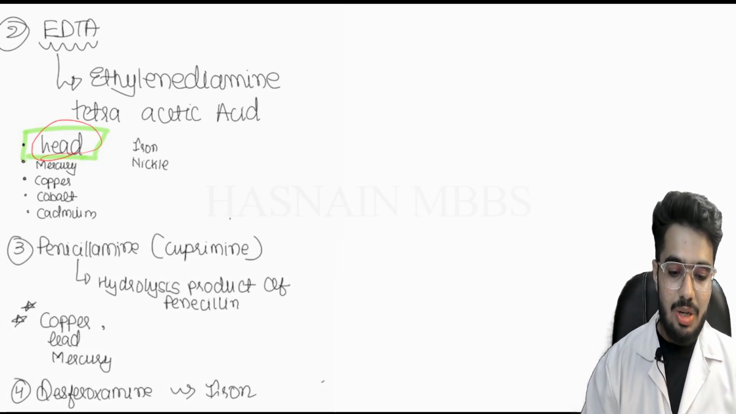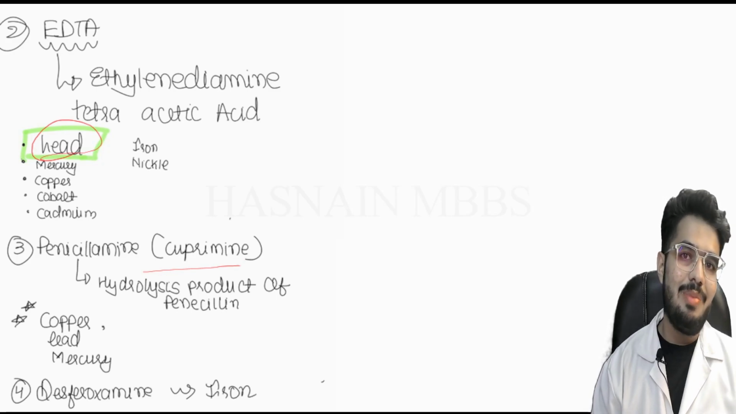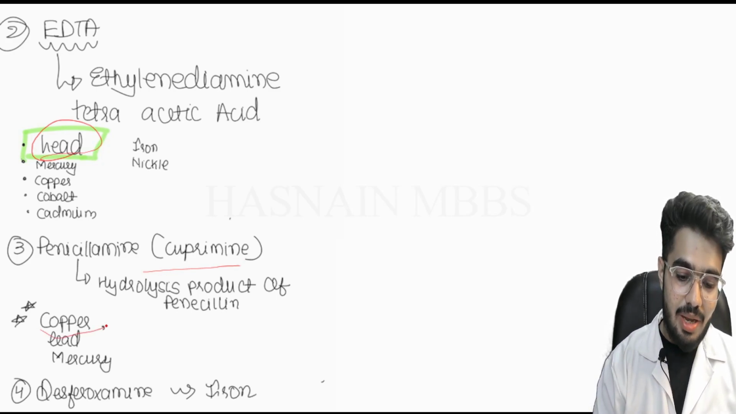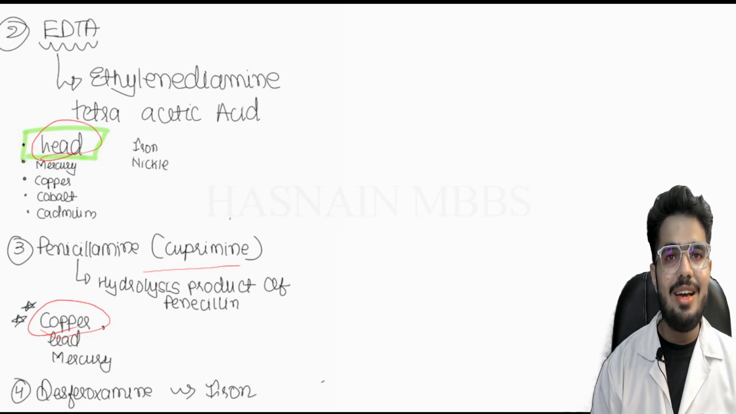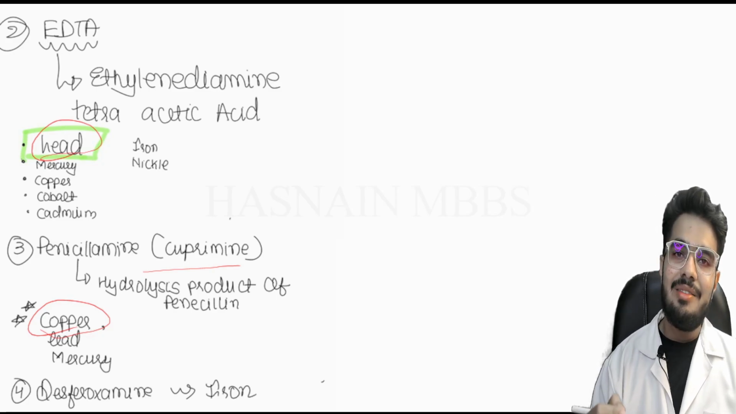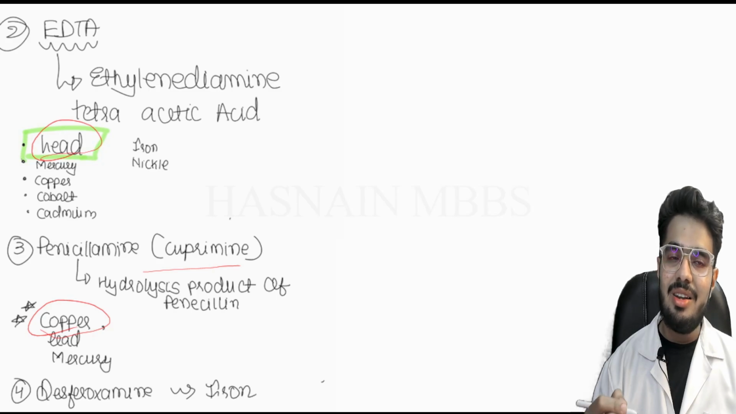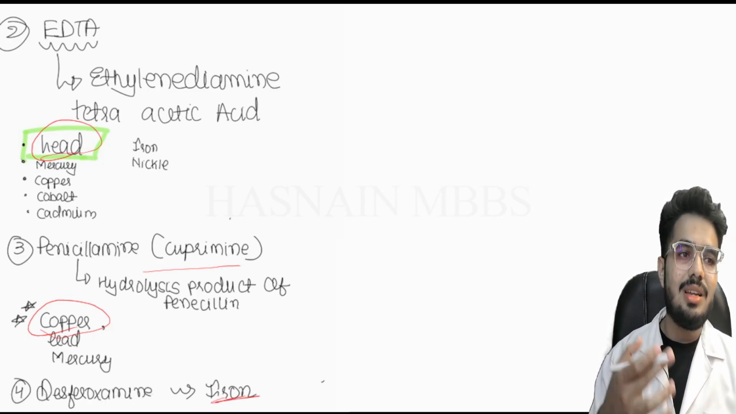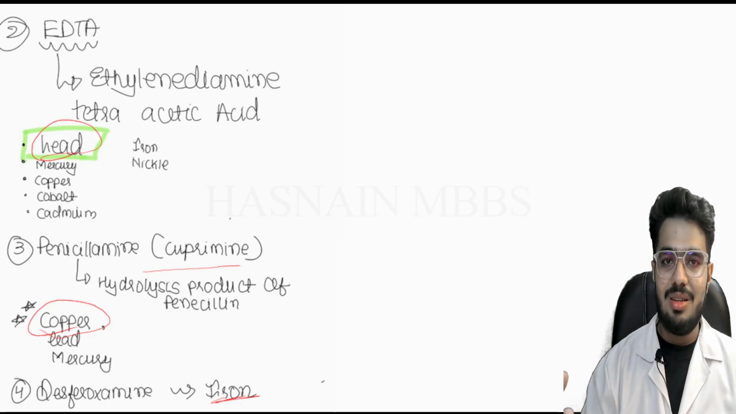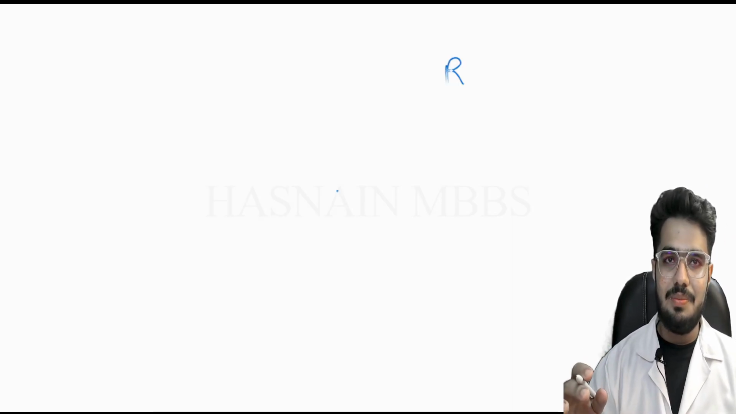Now we talk about penicillamine. Penicillamine, or cuprimine, is a hydrolysis product of penicillin. It is mainly used in copper poisoning. It is also used in lead and mercury poisoning. And fourth, last but not least, desferrioxamine. Desferrioxamine is used for iron, as the name suggests. So it is used for iron poisoning.